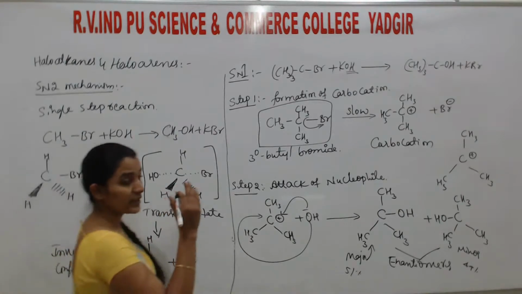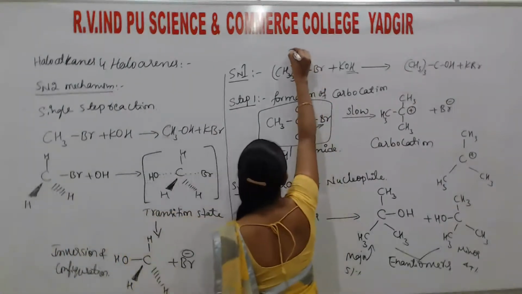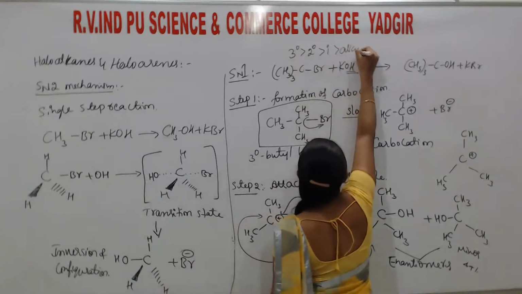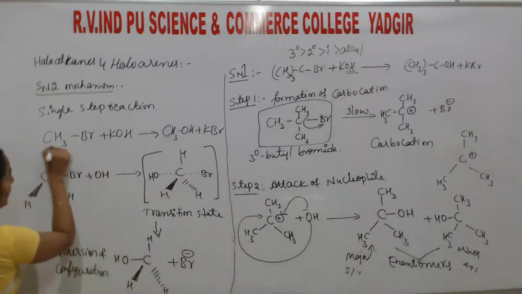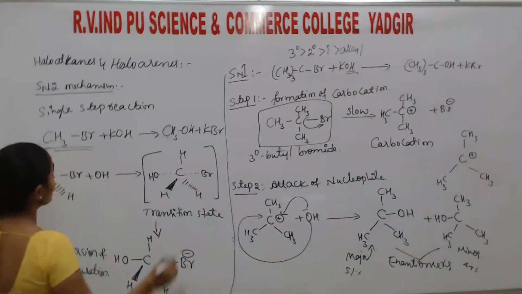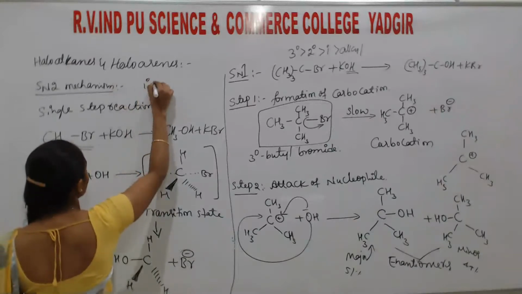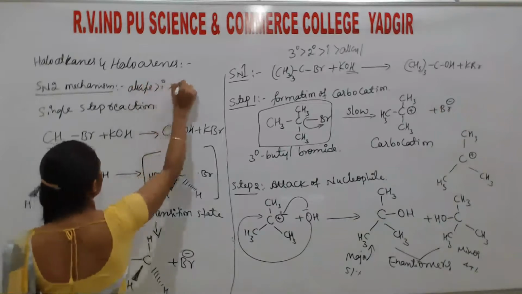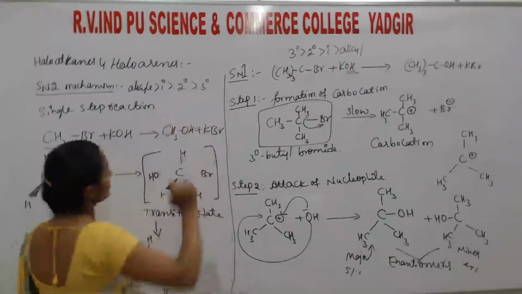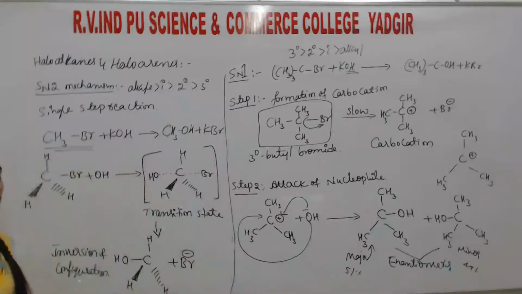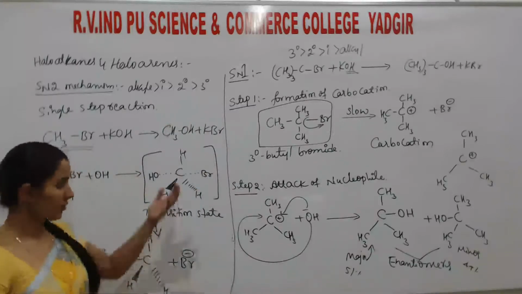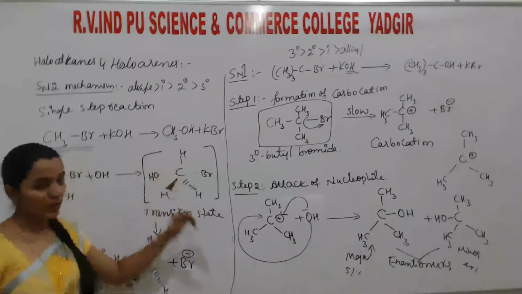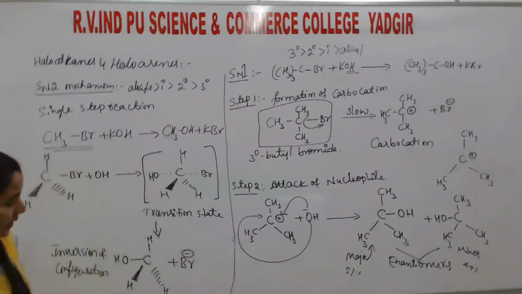Remember, students, SN1 reaction favors tertiary greater than secondary, greater than primary, greater than alkyl. And alkyl favors SN2 first. So this is the primary, alkyl greater than primary, greater than secondary, greater than tertiary. This is the order of stability or favorable condition for SN1 and SN2 mechanisms. Understand? Both are important for 2 marks. So the next one, students.